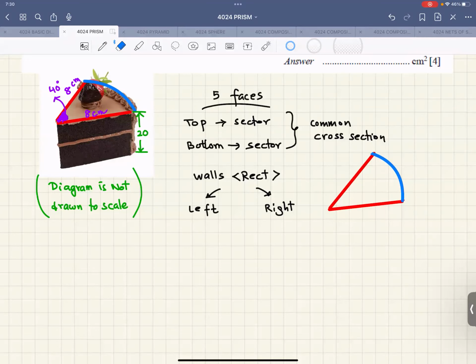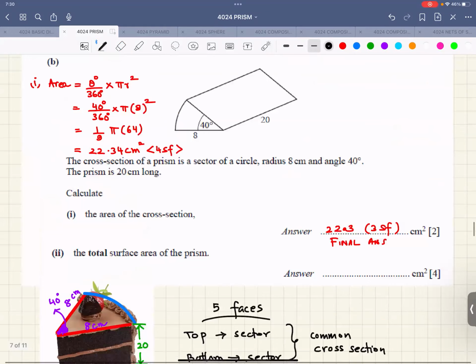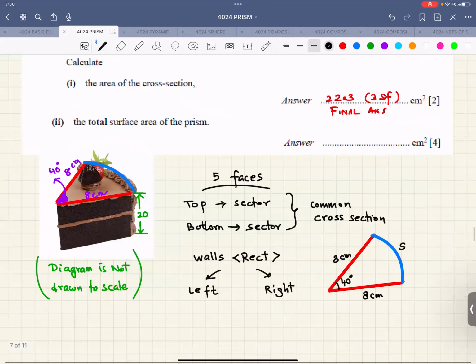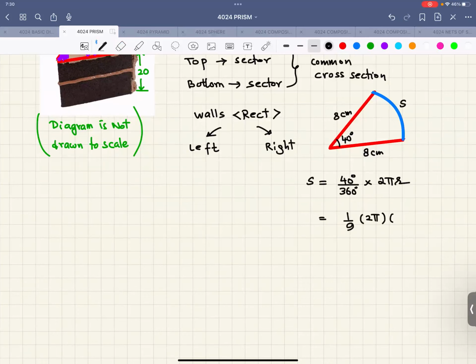Now this is 8 centimeter. This is 8 centimeter. This is 40 degrees. This is the arc length. Now this arc length I can calculate. So S is equal to 40 over 360 degrees into 2 pi r, because it's part of the circumference. So therefore, this is 1 over 9 into 2 pi into 8. So first of all, let me write this thing as 16 over 9 pi.